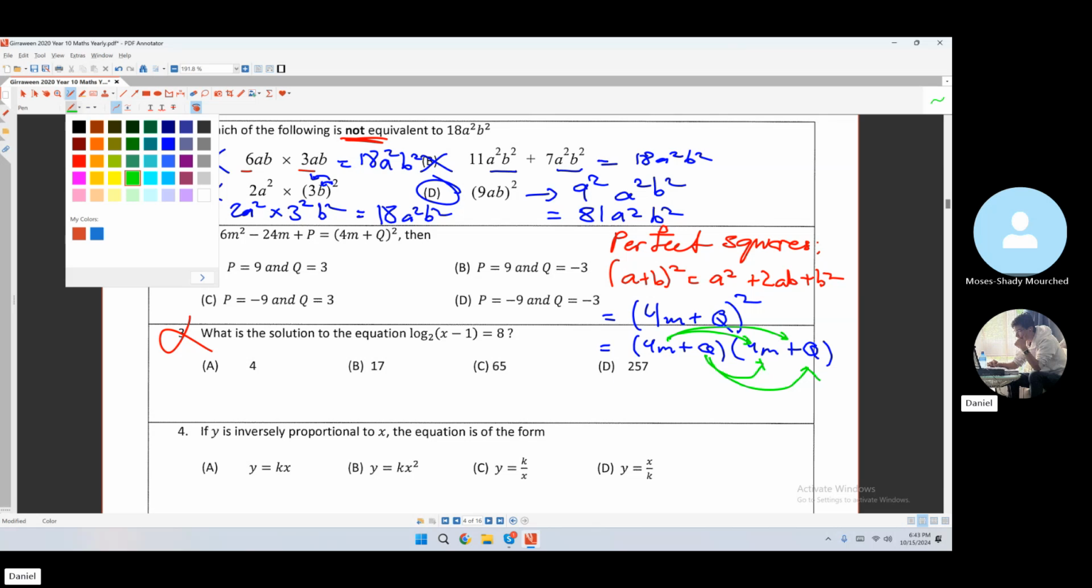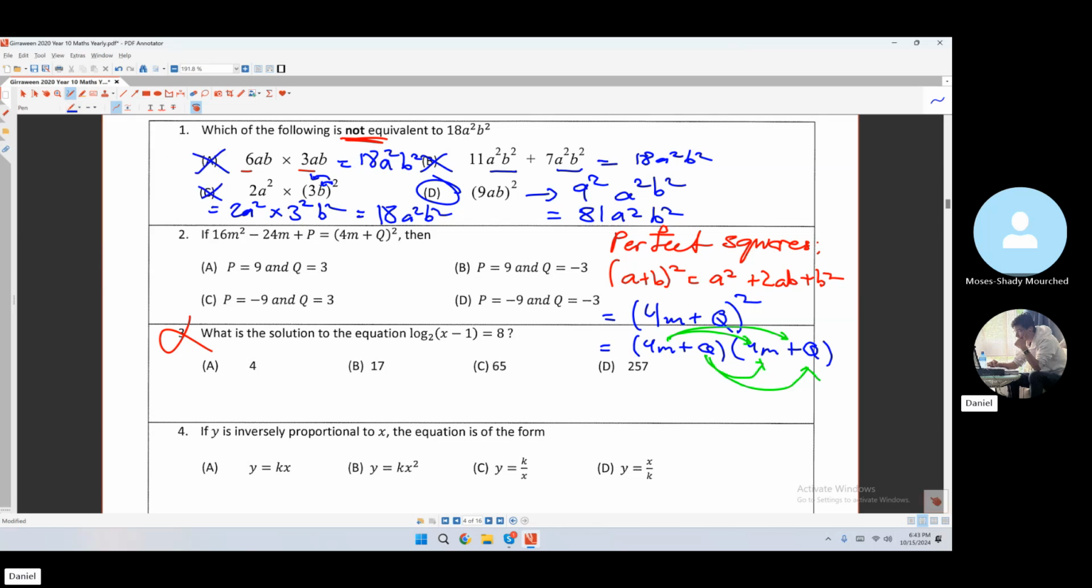Good. So let's follow through. 4m times 4m, what would that become? 16m squared. Yes, good. Now the next part, 4m times q is 4mq, so it becomes plus 4mq. And what's q times 4m?